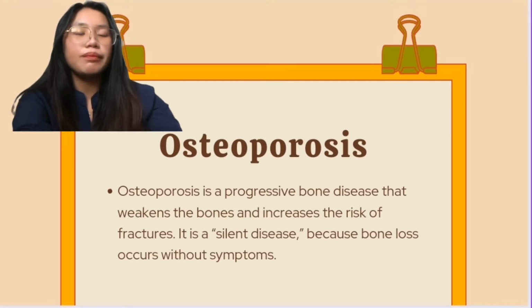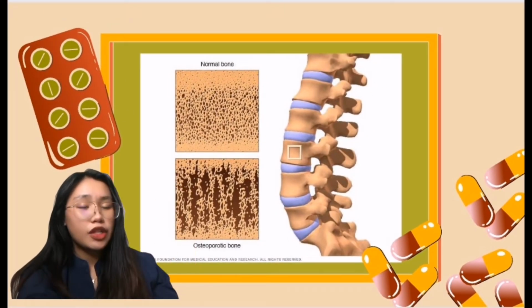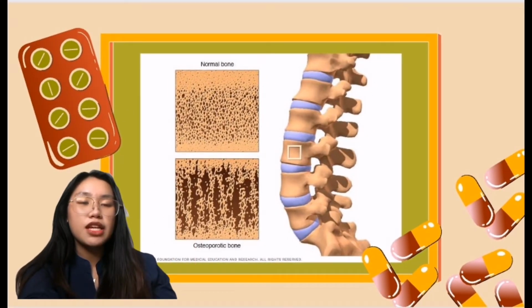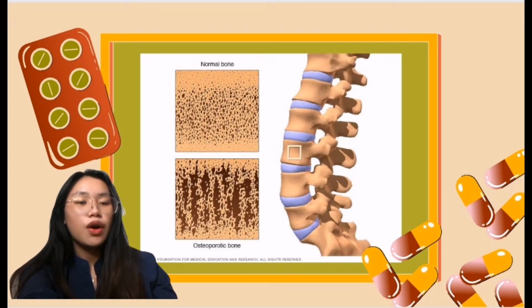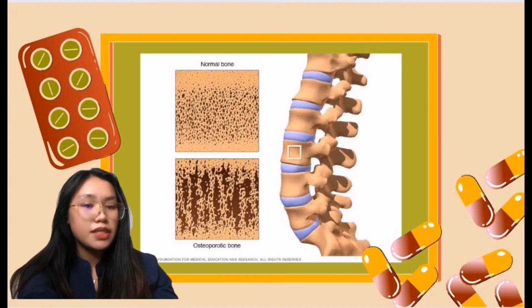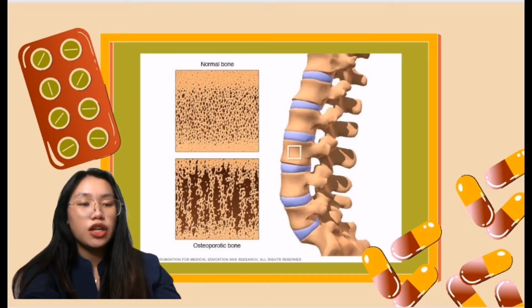In this image that was viewed under the microscope, healthy bones look like honeycombs, and the other is a bone with osteoporosis, where the holes in the honeycombs are much larger than in a healthy bone.